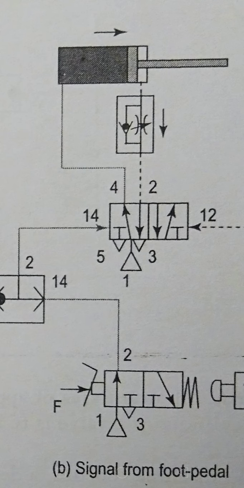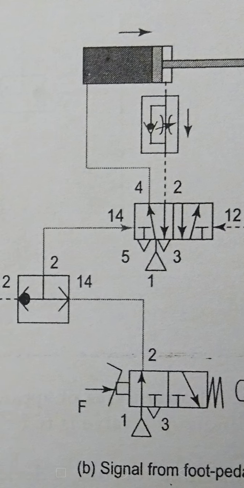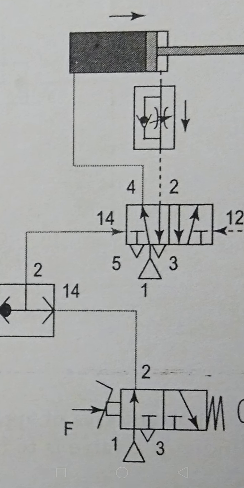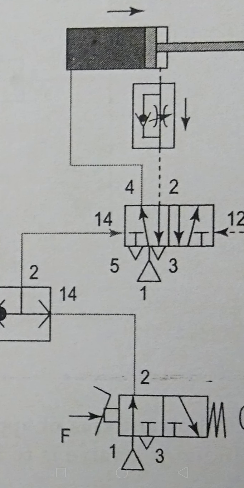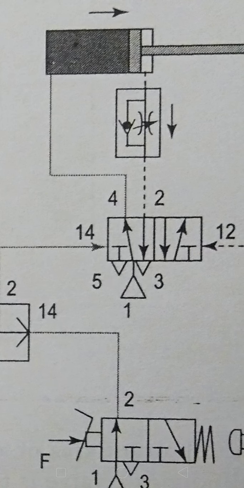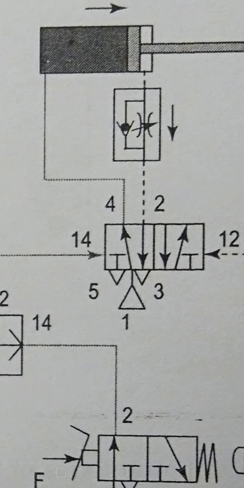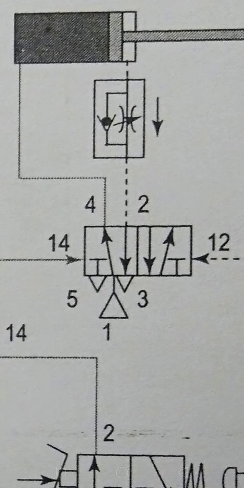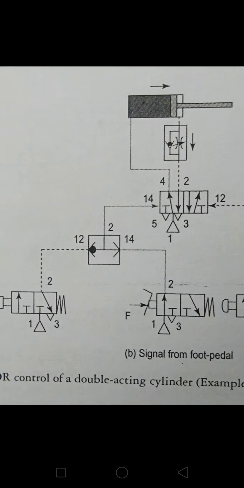So 1 is connected to 4, and from this working port 4 the air moves towards the left side of the piston and gives thrust to the piston. So the piston is moving towards the right, and from the right port of the piston, whatever air remains passes through this throttle control valve to the working port 2, and thus it is exhausted through 3. So this is how it works.